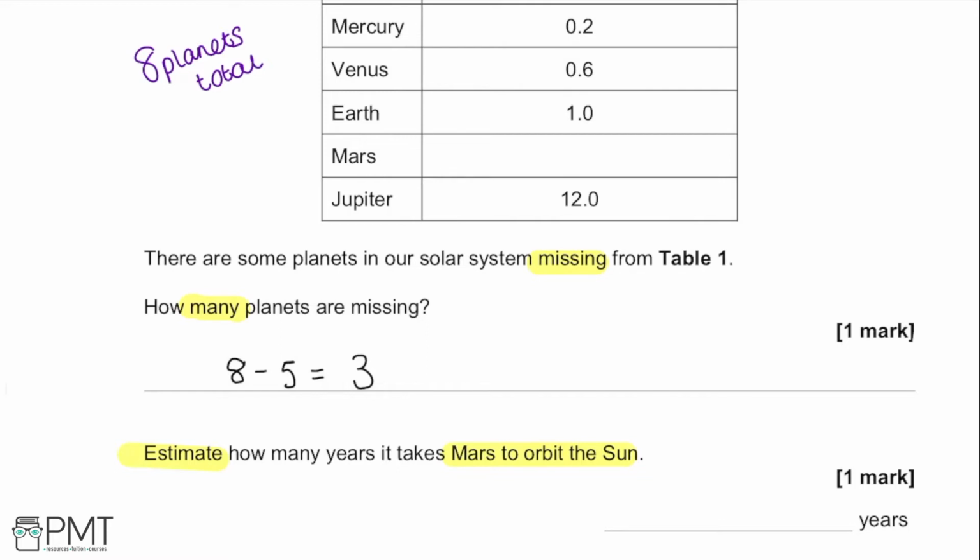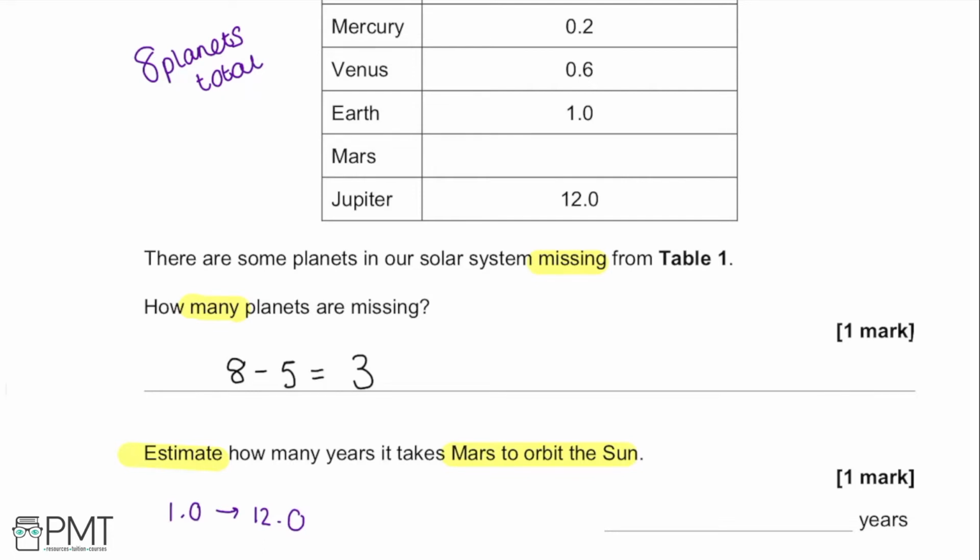So we'd expect this trend to continue between Earth and Mars and then again between Mars and Jupiter. So that basically tells us that the time taken for Mars to orbit the sun in years is going to be somewhere in between the times taken for Earth and Jupiter to orbit the sun. So that takes us somewhere between 1 and 12 years to orbit the sun. So any answer within this given range is going to be correct.